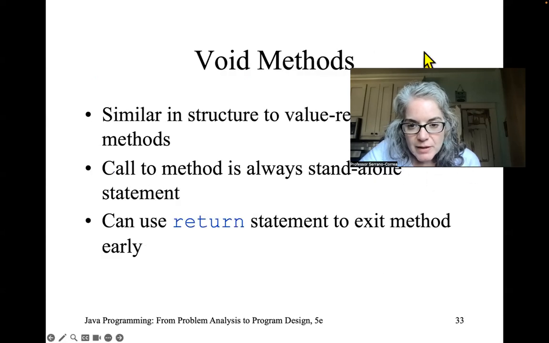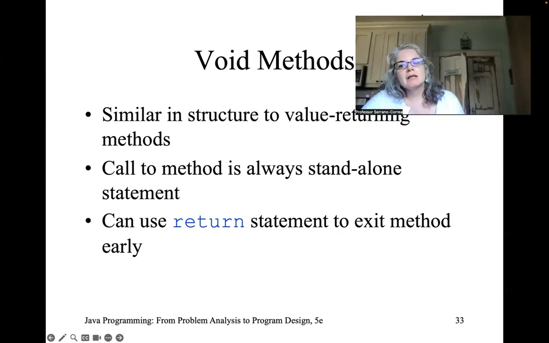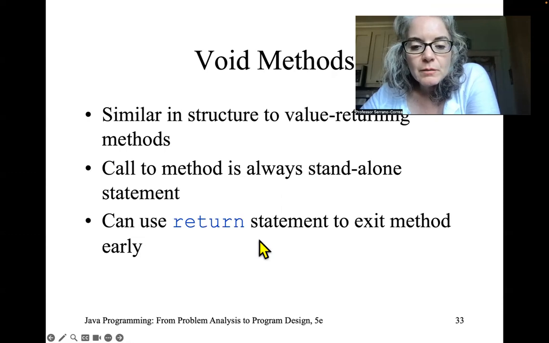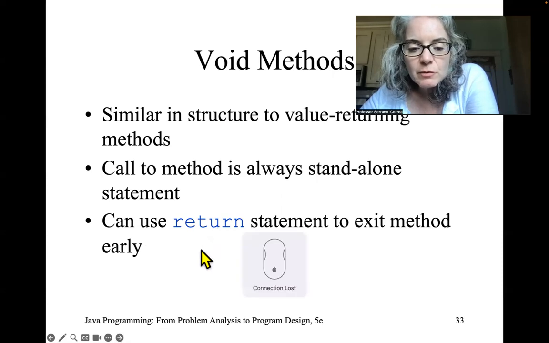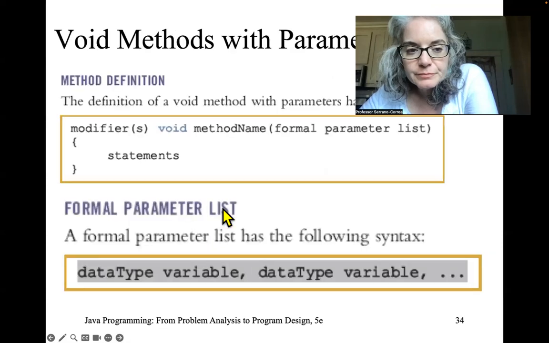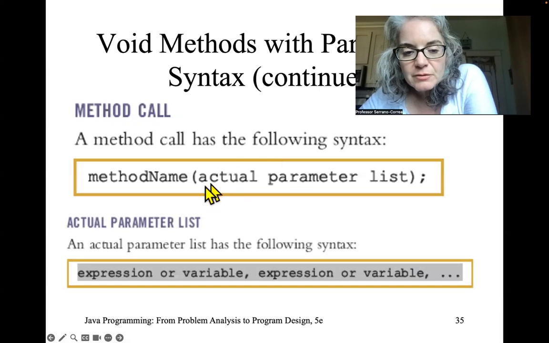So we talked about void methods. These are methods that don't return any values. You can use the return statement, but only to exit the method early, not to return an actual value. So here's an example. You have your modifiers, which is public if you want it to be a public method, static, void, method name, and the parameter list, which can be there or not. Here's how we call the method that doesn't return a value.